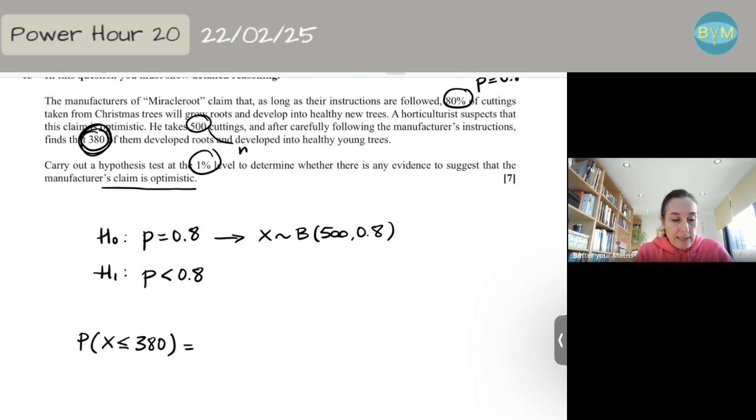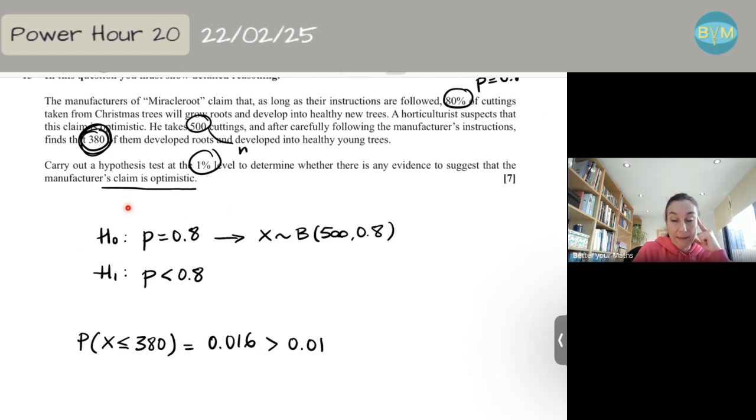X is 380, N is 500, and P is 0.8. And I get 0.016. My significance level is 0.01, which means this one is greater than my significance level. If it's greater, that means it's likely, or at least a bit likely to happen. If it's likely to happen, that is 380.